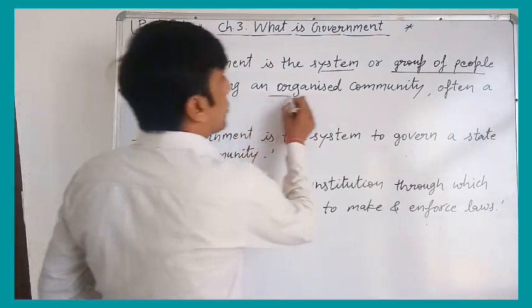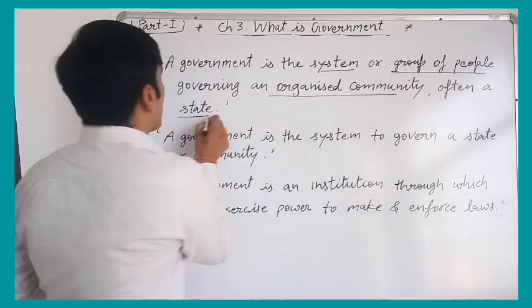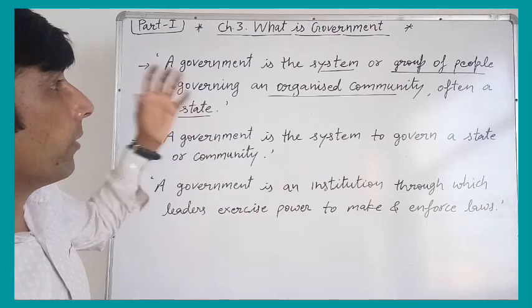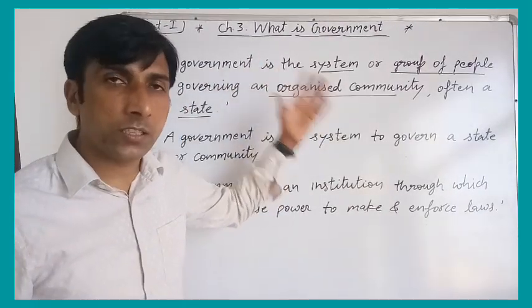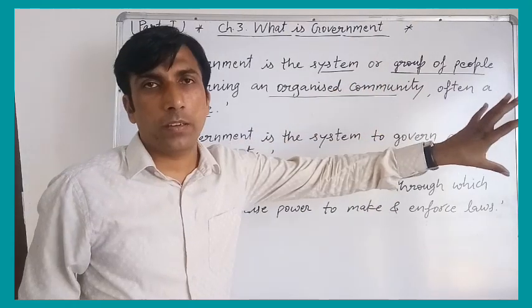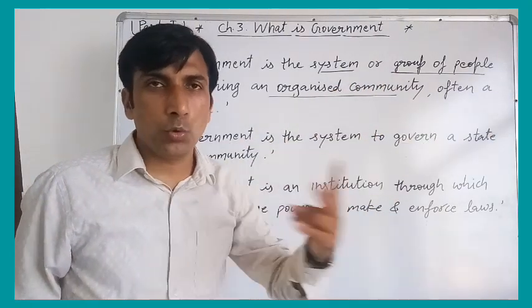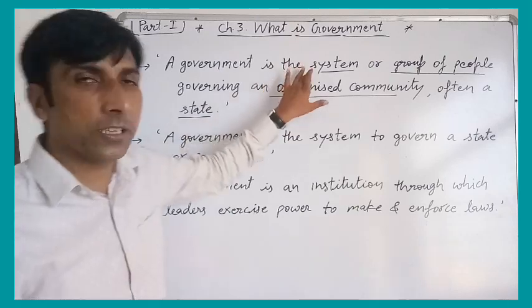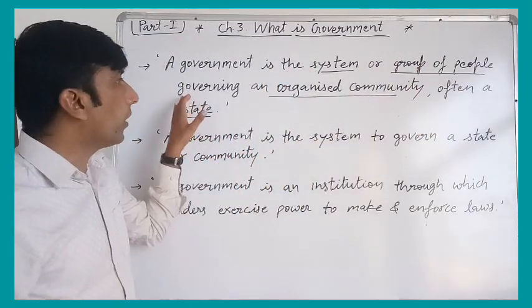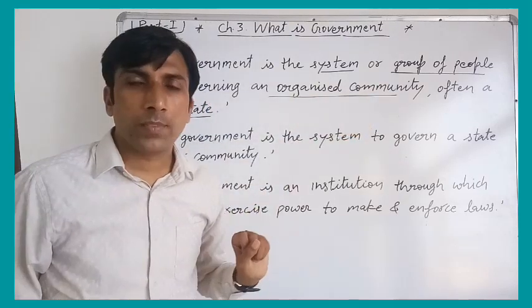Governing an organized community, often a state. In this way, we can know about the government, that government is a system. It is a particular system, and a group of people. In government people are there. So two things are clear, that it is a system and there are people in the government. Clear? Third one, governing an organized community.